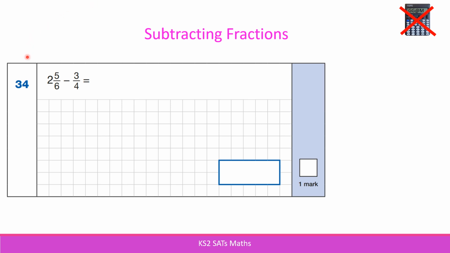This is a question on subtracting fractions. I've got 2 and 5 over 6 take away 3/4. We've got to write our answer in the box and this is going to be worth 1 mark in the exam. Our key facts. We need to follow the following steps.